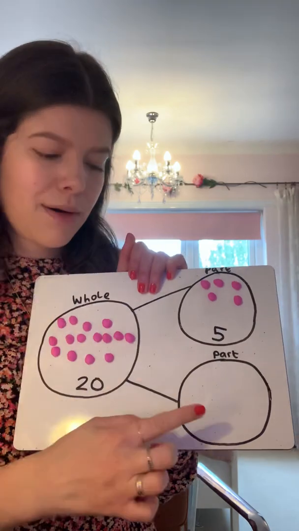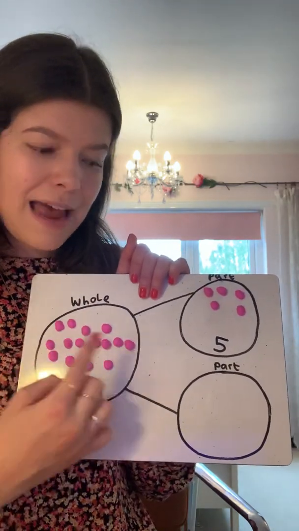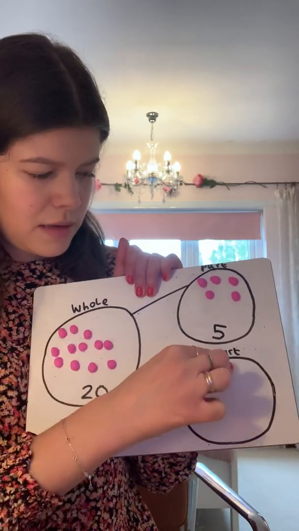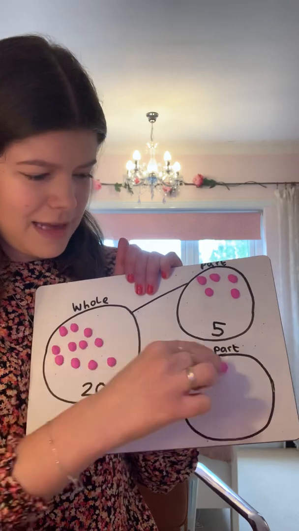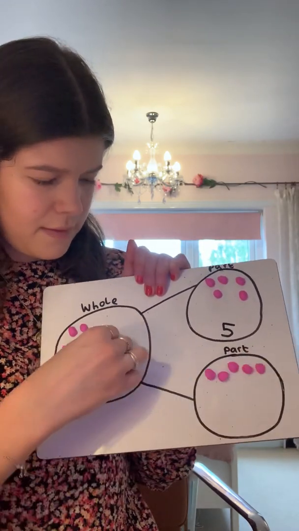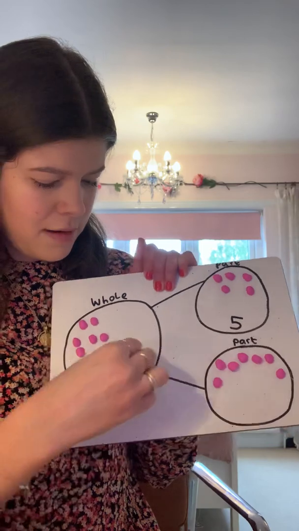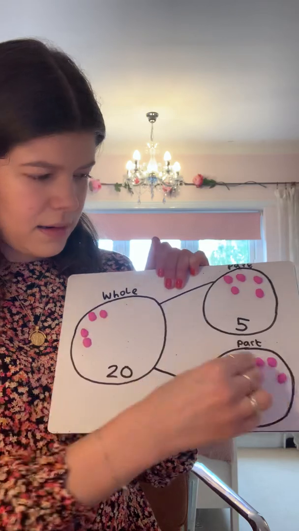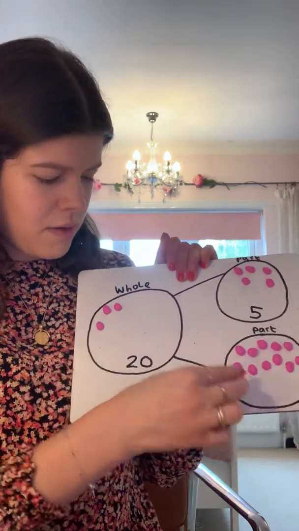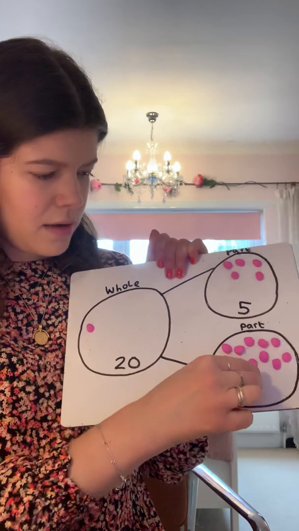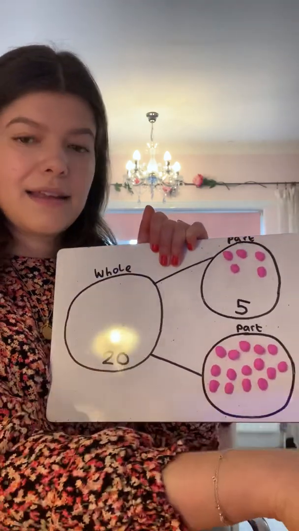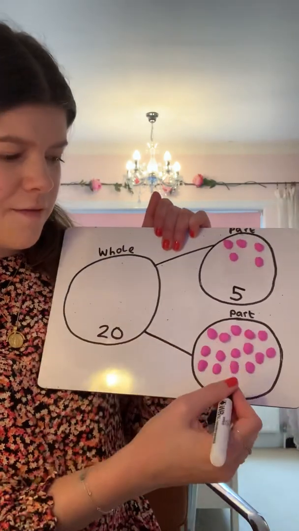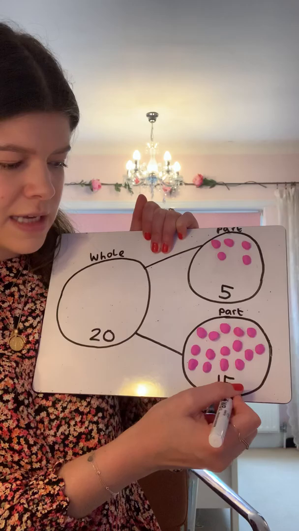So help me count out how many are left. I'm going to move all of these left into this part. Count with me. 1, 2, 3, 4, 5, 6, 7, 8, 9, 10, 11, 12, 13, 14, 15. How many were left? How many did I move? 15. So I write the number 15 so I don't forget.